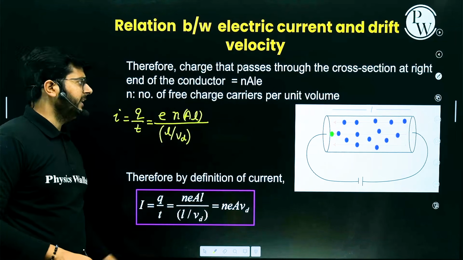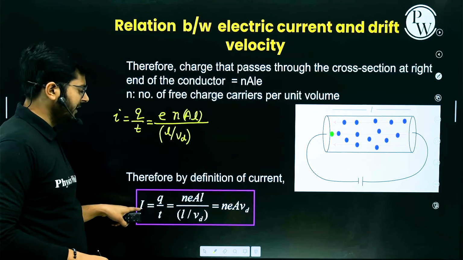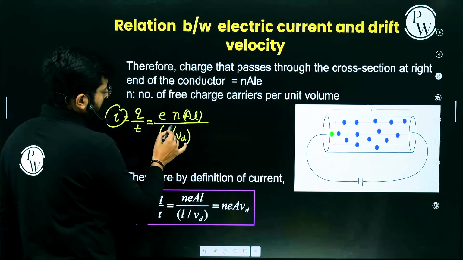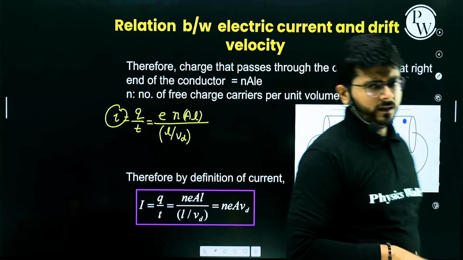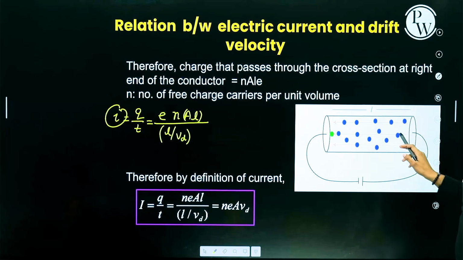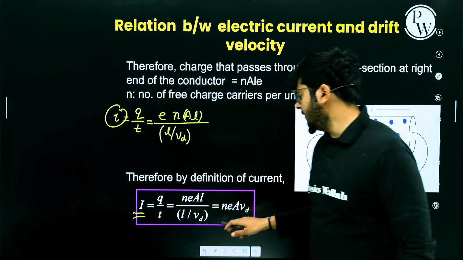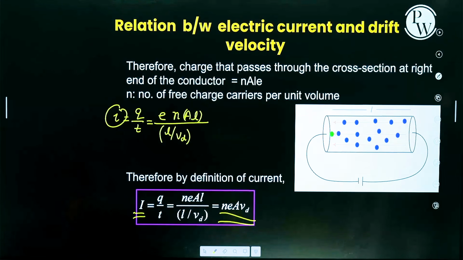So what is going to be Vd over here? The current is going to be NEAVd, right? L and L will cancel out, so I = NEAVd. It's a very popular formula. If we know the value of drift velocity through a conductor upon the application of an external field, how much current it will bring through that conductor, we can say NEAVd.